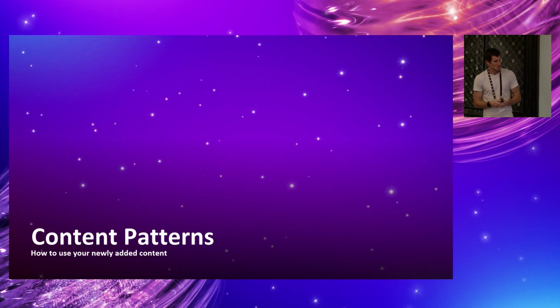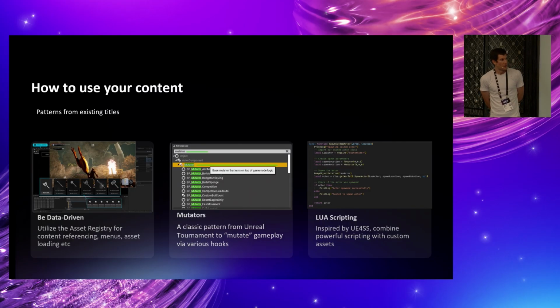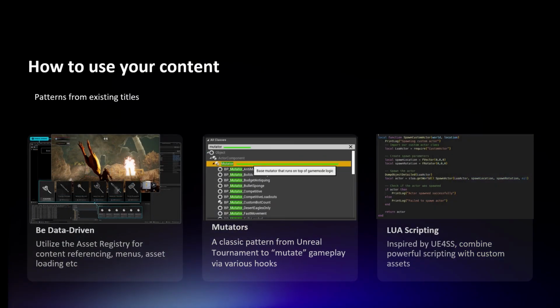So, how can you actually use the content that you've now loaded from a pack file, made available in your asset registry or asset manager, etc.? Well, I think there are a few really interesting patterns that you can use. Number one is just to be data-driven. Follow really good asset referencing structure, good asset hygiene. Don't have hard references to things. Use the asset manager, use the asset registry to look up content, and just generally follow all those structure and guidance that Epic provides for how you reference assets.